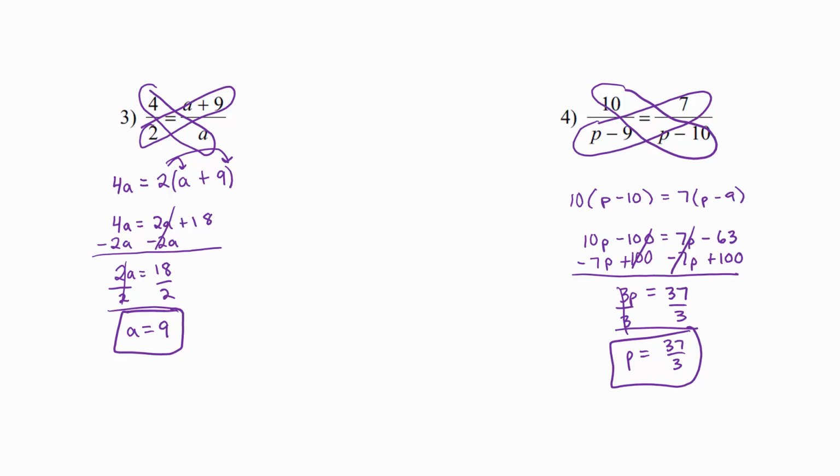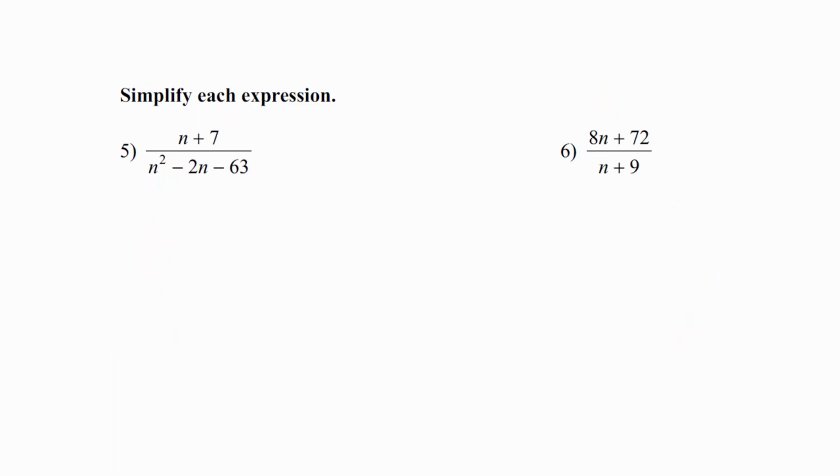37 over 3 minus 9, I don't know what it is, but it's definitely not 0 because just 9 minus 9 is the only thing that gives us 0. 10 minus 10 gives us 0. 37 over 3 is in between 9 and 10, but it's not 9 or 10, so it's not an extraneous solution. Our next section of problems has to do with simplifying.